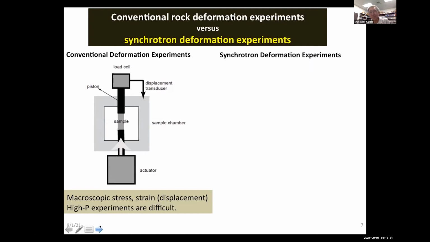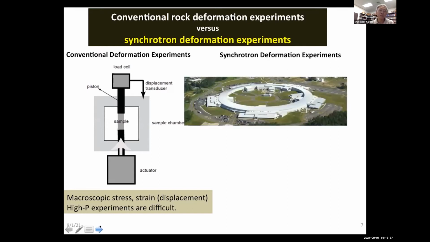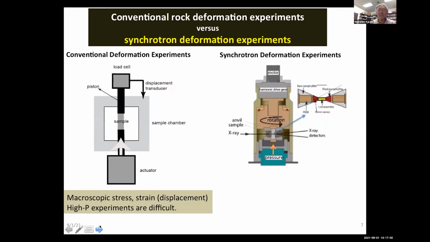In synchrotron deformation experiments, several factors are quite contrasting to the classic conventional deformation experiments. At synchrotron facilities, you can bring something like this equipment, which I designed, rotation tri-axial, tiny sample is here, and then you put X-ray through your sample, and then measure the geometry change of your sample, as well as you collect diffracted X-rays from your specimen to analyze stress.